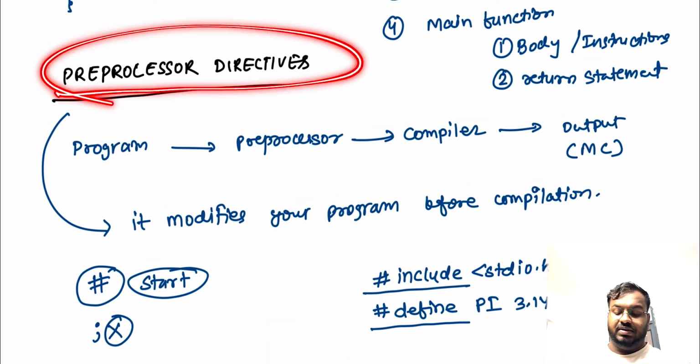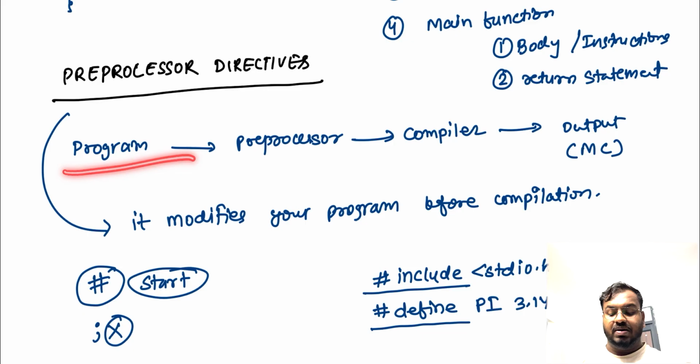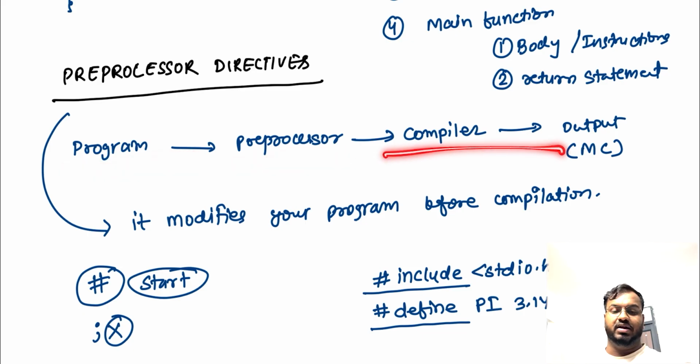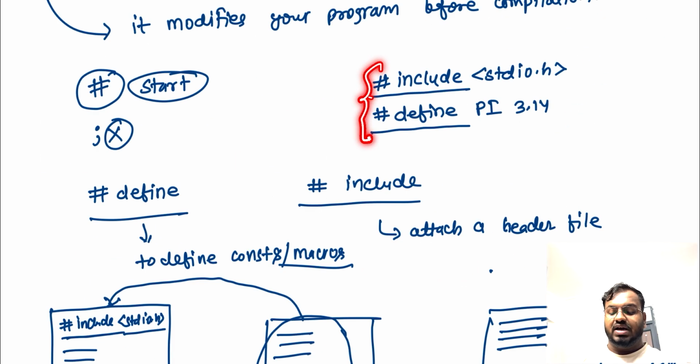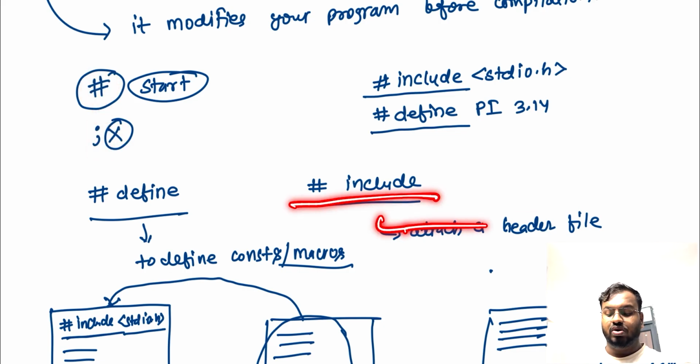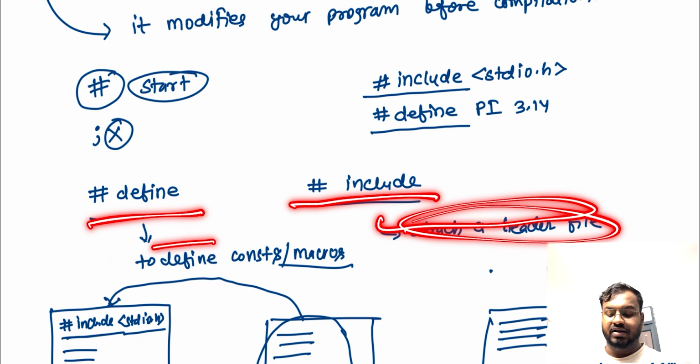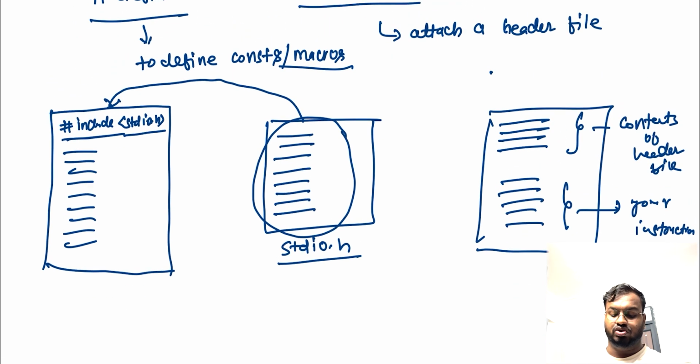Preprocessor directives. Preprocessor directives are processed before the compiler. Your program first goes to the preprocessor, then the preprocessor modifies your program, and after that it goes to the compiler, and then the compiler converts it into machine language. Examples of preprocessor directives are #include and #define. Preprocessor directives start with hash, and there is no semicolon at the end. #include is used to attach a header file, and #define is used to define constants or macros.